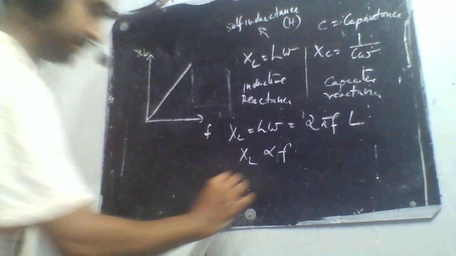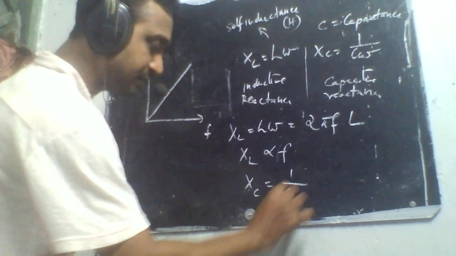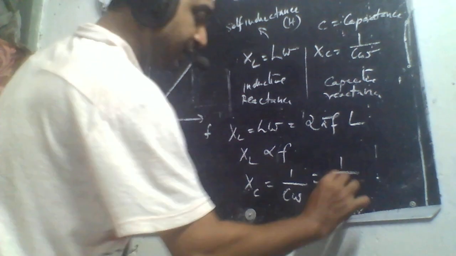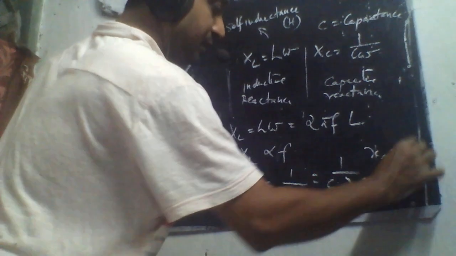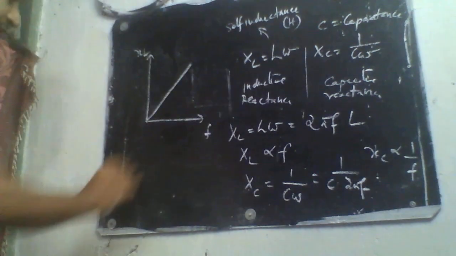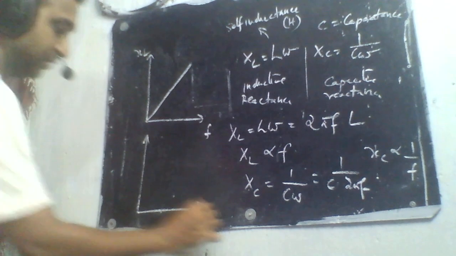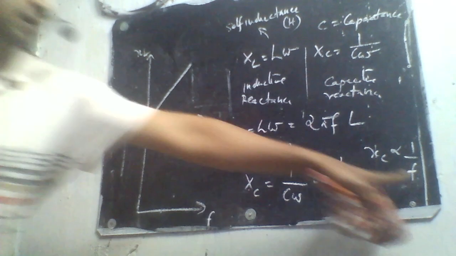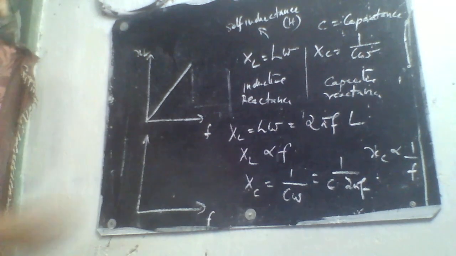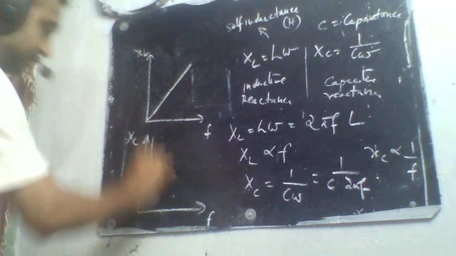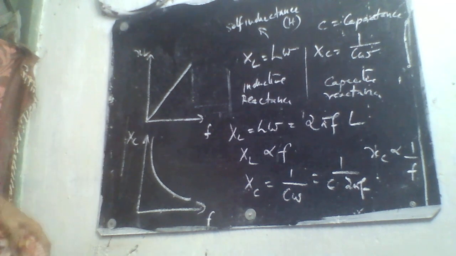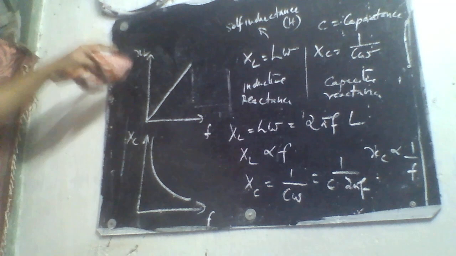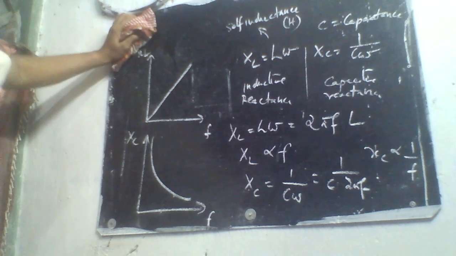Now if you check for capacitive reactance, Xc is equal to 1 by C omega, so 1 by C times 2 pi f. So Xc is inversely proportional to f. So the graph will be like this. It means if frequency increases, Xc will decrease. So if it is Xc here, the graph will be like this. Hope you understood this.